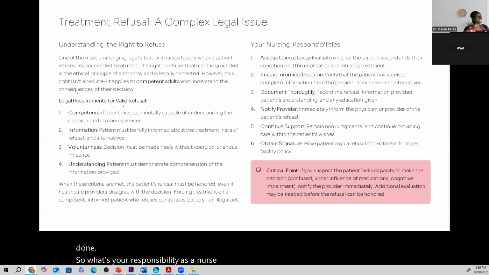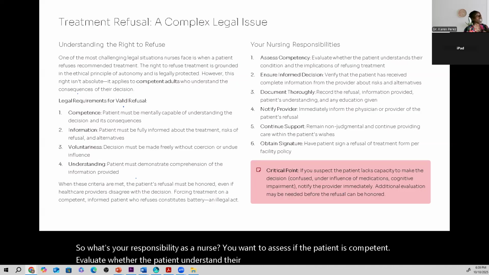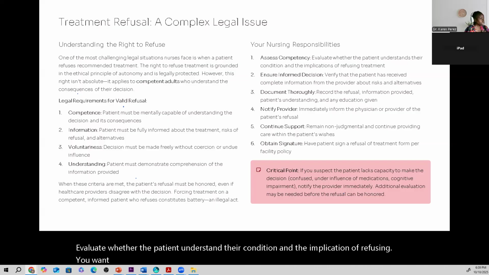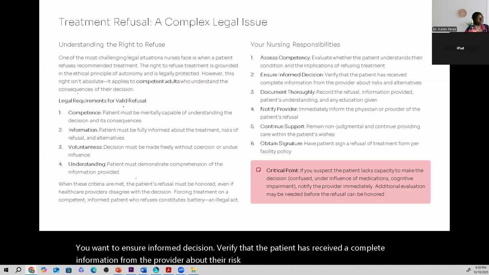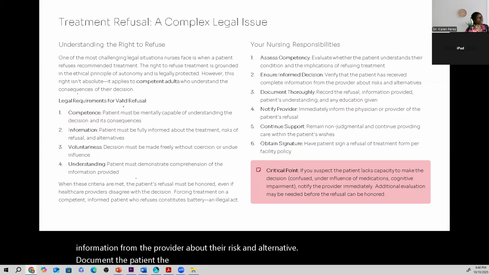You want to assess if the patient is competent. Evaluate whether the patient understands their condition and the implication of refusing. You want to ensure informed decision. Verify that the patient has received the complete information from the provider about their risk and alternative. Document the patient's refusal.